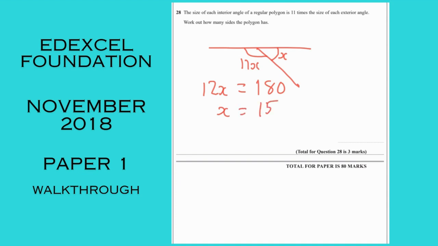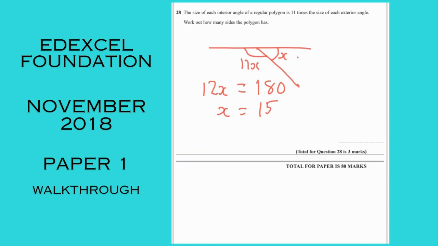But there you go. So a weird one here, if you're not given a diagram for a shape question, sometimes a diagram helps. So that's the internal angle. That's external. Internal is 11 times bigger. And the internal angle of a polygon and external angle of a polygon add together to make a straight line. In other words, x is 15.